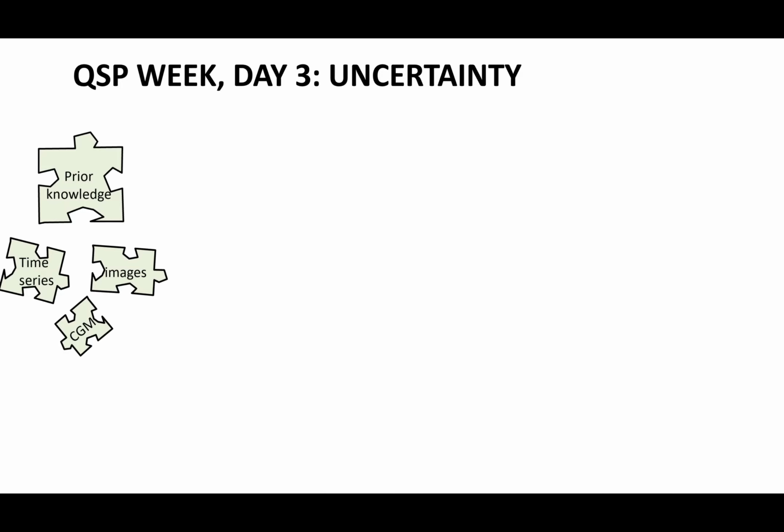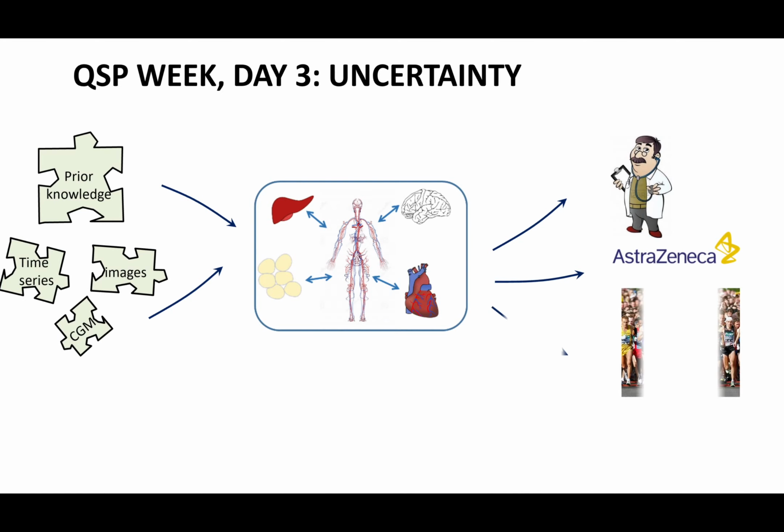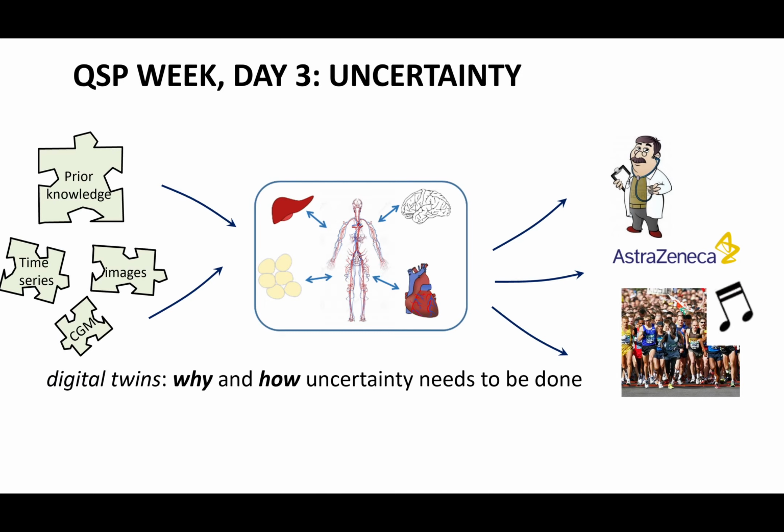So in the presentation, I will talk about all steps of analysis, from analysis of data to integrating resulting submodels to using models in various types of end usage situations. I will talk about uncertainty in all of these steps and central on digital twins, which are personalized models for patients. And the subtitle here is why and how uncertainty needs to be done in all of these steps.